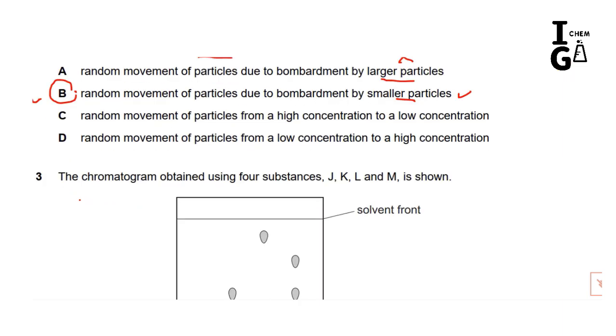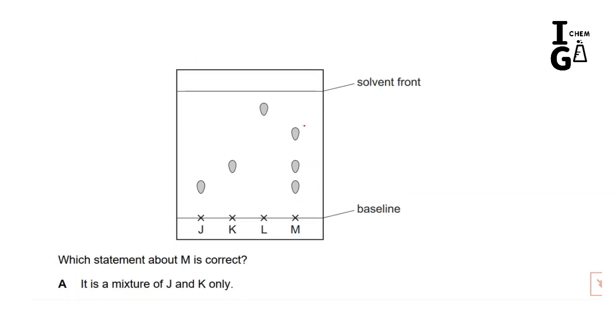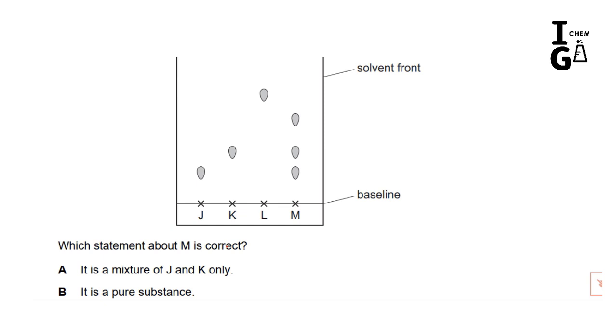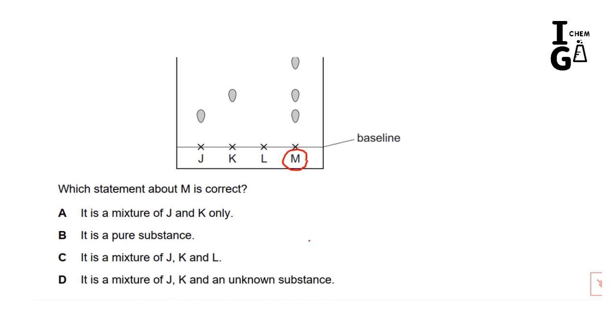Okay. Number 3, the chromatogram obtained using 4 substances J, K, L, and M is shown. Here we have the solvent, paper, baseline, and here we have M. The question is, which statement about M is correct? Letter A, it's a mixture of J and K only. As you see guys, here we have J, it's okay, and we have K already, yes, but of course it's not only.